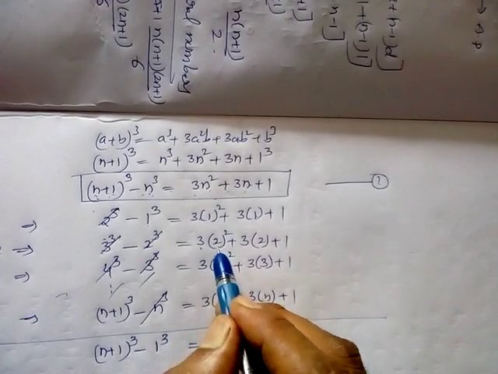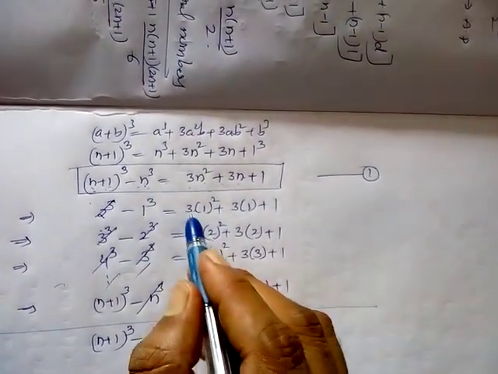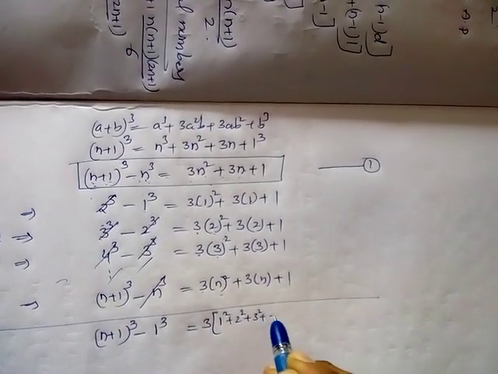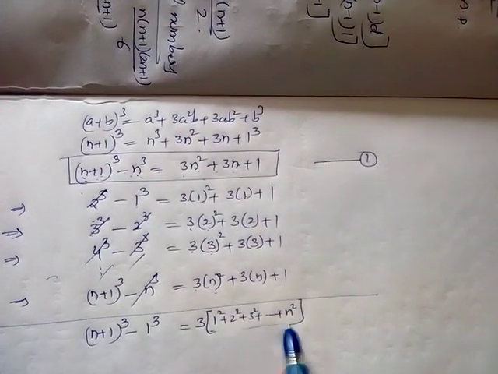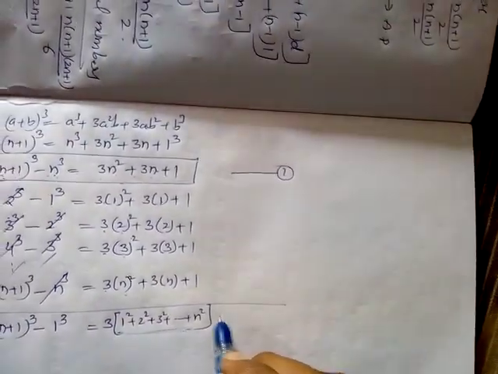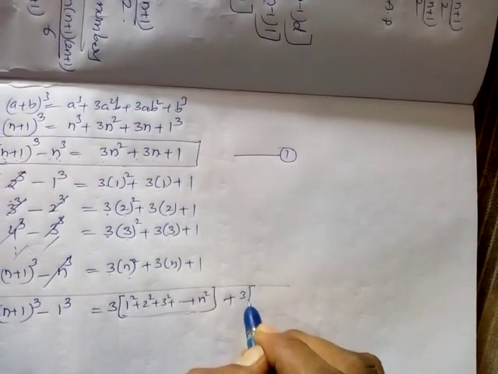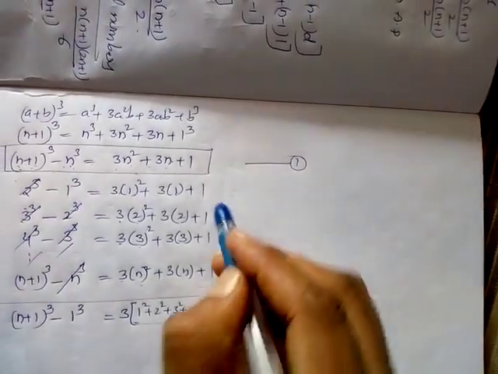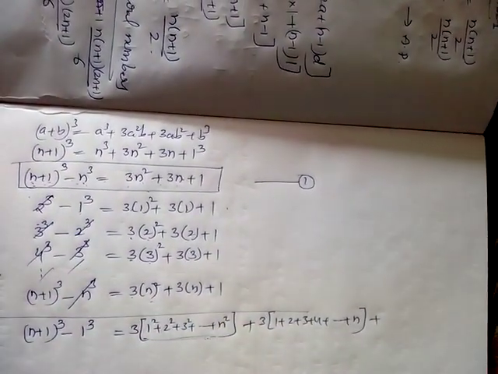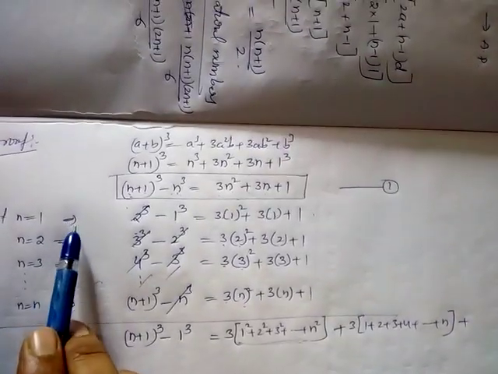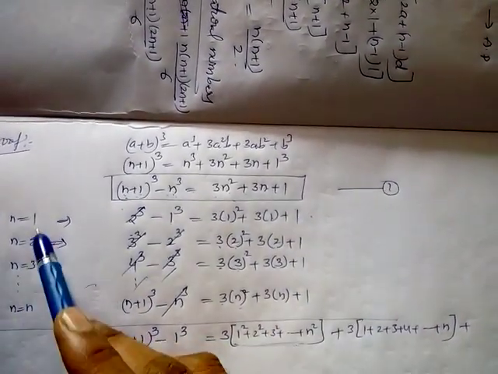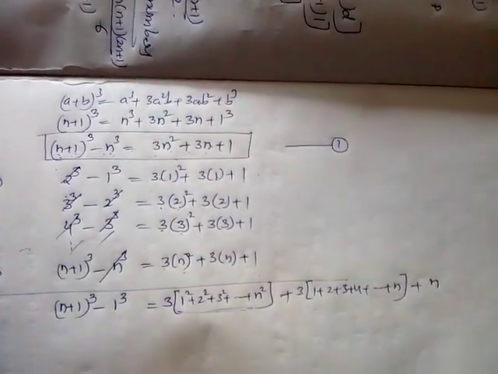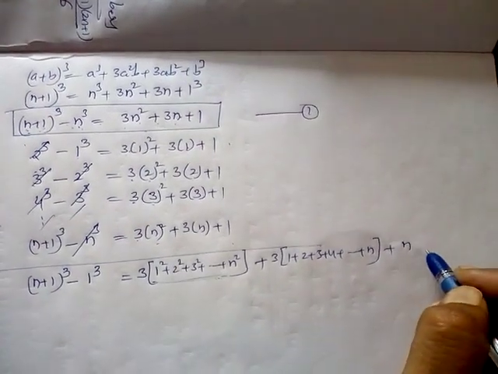so 3 of 1 square, 3 of 2 square, 3 of 3 square, 3 of n square. By taking common 3 we get 1 square plus 2 square plus 3 square plus so on n square. We need this one. Plus here also by taking common 3, 1 plus 2 plus 3 plus 4 plus so on n, plus 1 plus 1 plus 1 plus, so 1 is repeated how many times? n times. Here n is equal to 1, n is equal to n, so 1 is repeated n times, so the total value is n.